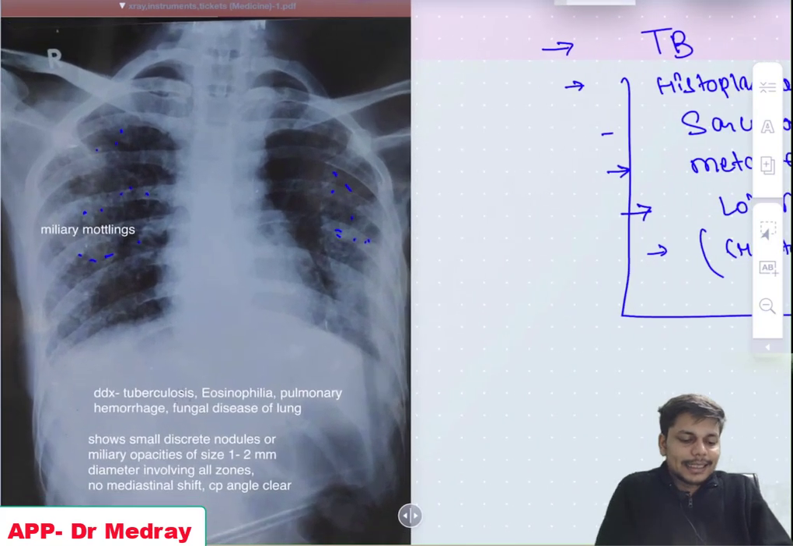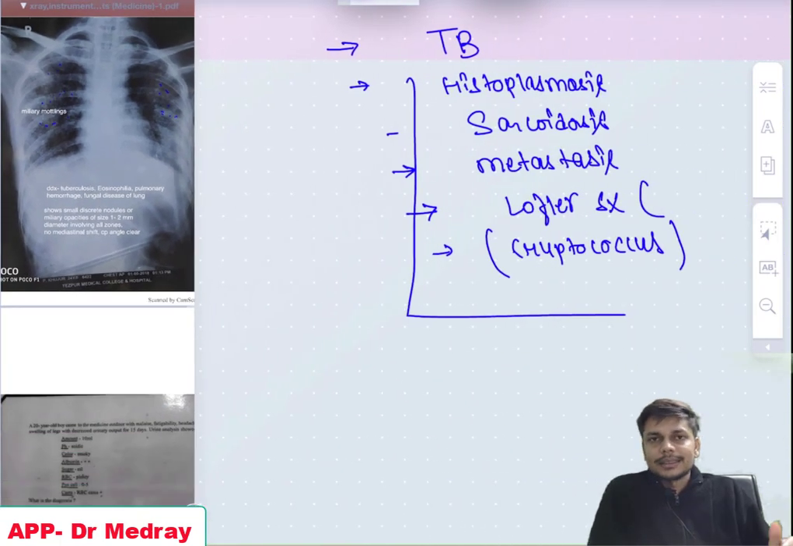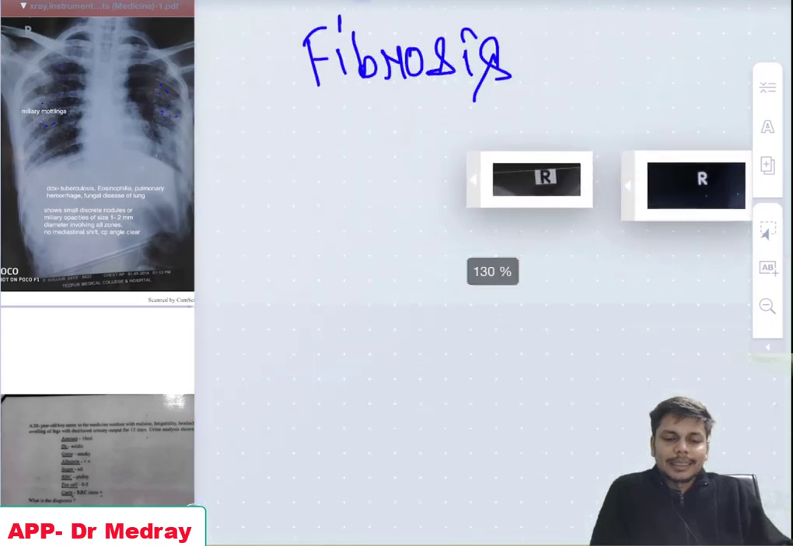So if you are provided with this X-ray, you describe tiny nodules of 1 to 3 millimeters dispersed symmetrically in both lung fields, suggestive of miliary mottling. Provisional diagnosis: miliary TB. Differential diagnosis: histoplasmosis, cryptococcosis, sarcoidosis, Loeffler syndrome, metastasis. So this is about miliary mottling.